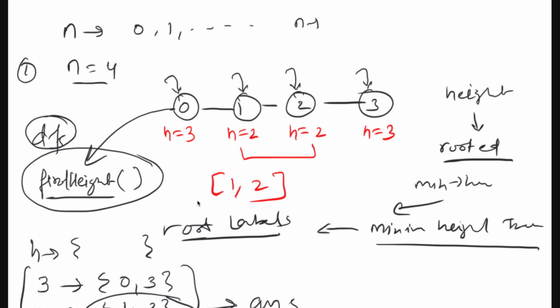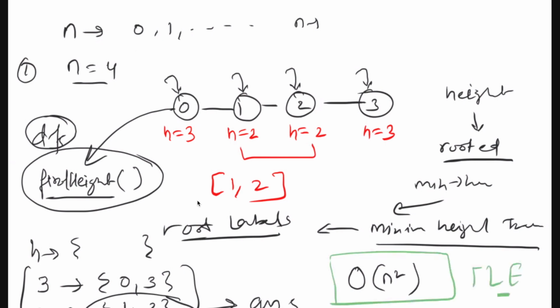Okay. But the problem here is that since we have to iterate through each of these vertices and then do a DFS on that, the time complexity of the solution would be big O of n square. But unfortunately this gives us TLE and the solution is not acceptable. So now what can be our approach to optimize the solution and get the appropriate answer? Now just try another approach.